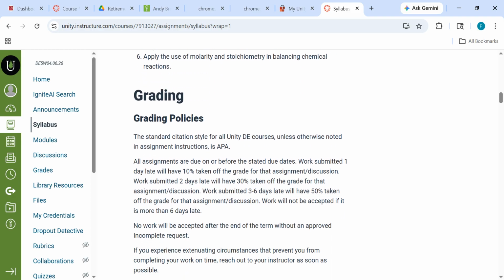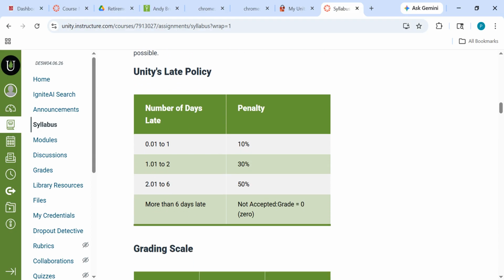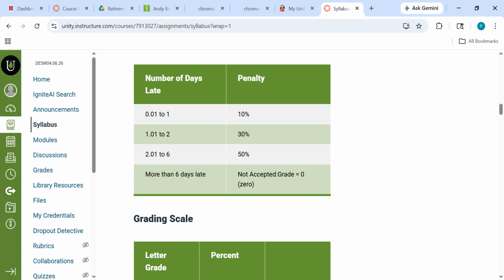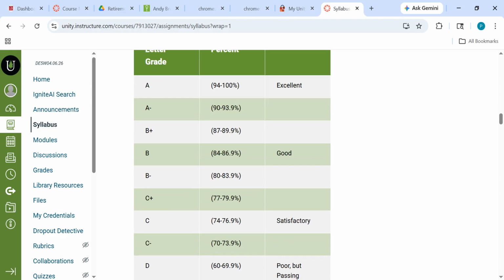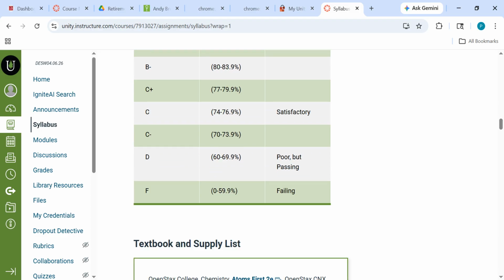Outcomes, as we said. Grading policies are here. If you are late between 0 and 0.99 days, you get 10% off. And then we have a table that shows that here: number of days late and the penalty. After 1 day to 2 days, 30%; 2 to 6 days, 50%. You may not submit anything after 6 days. It's going to be too late and you're going to get 0 for that assignment. Letter grades are here: grade, letter grade, and corresponding percentage.